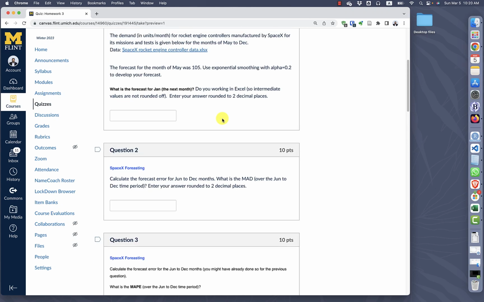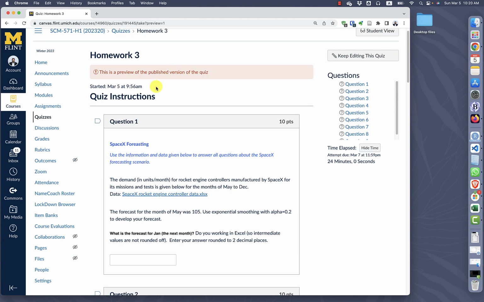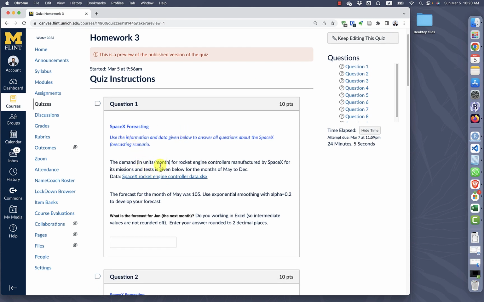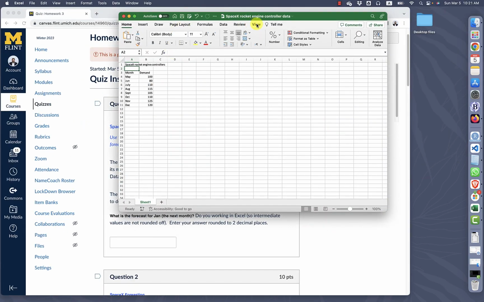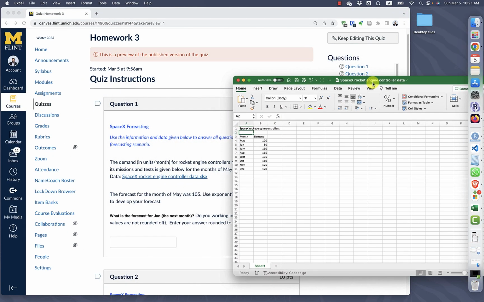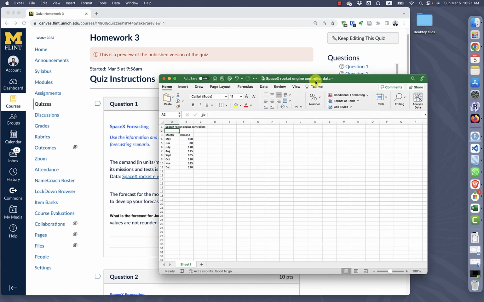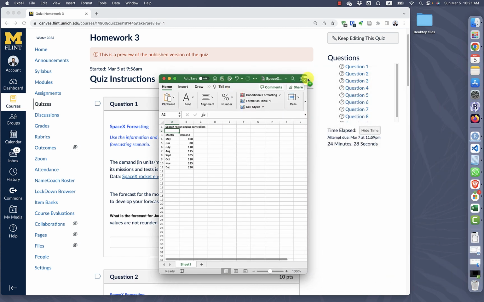In this video, we're going to look over some questions which are part of a homework on forecasting. The first question asks us to use exponential smoothing with a smoothing constant of 0.2 for a data set in Excel. So here's the data set that we can open by downloading this file, and let's develop our forecast.